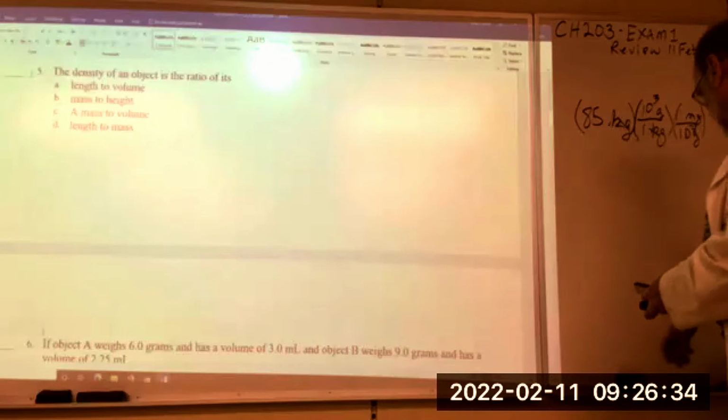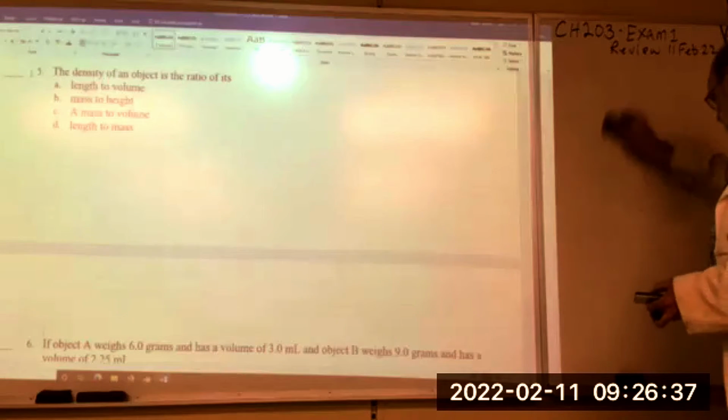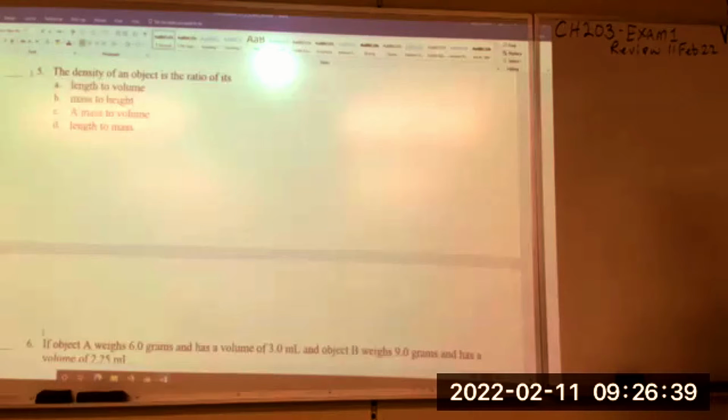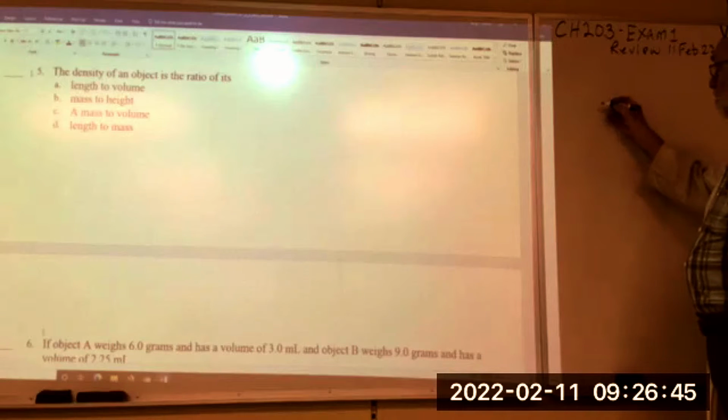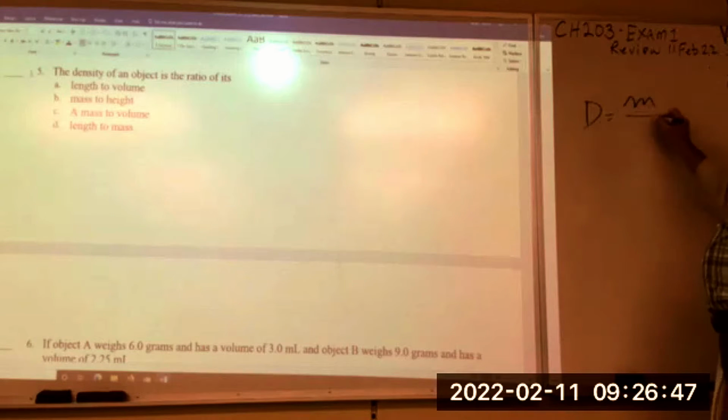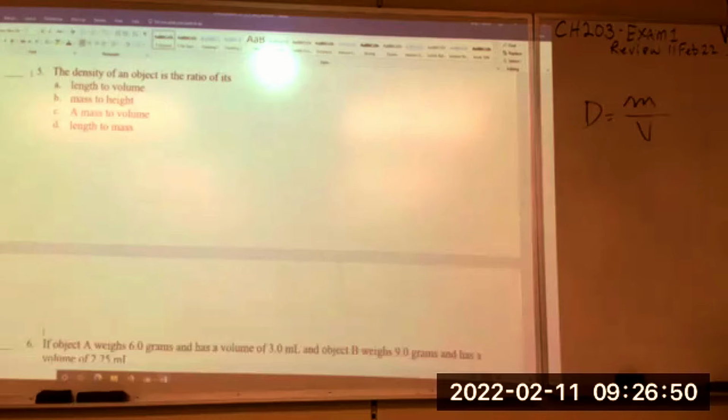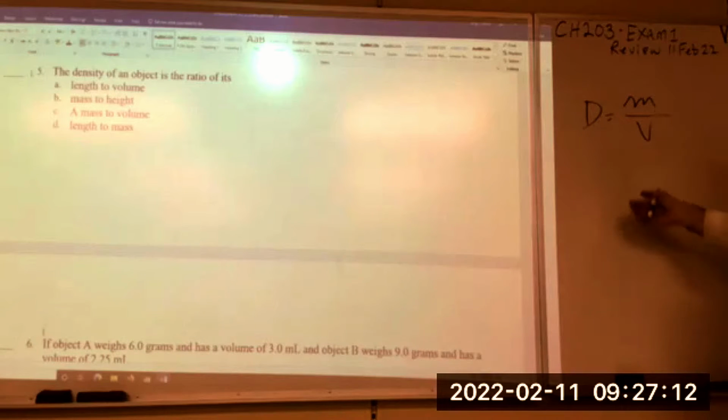Let's see if we can catch them with another wrong one. The density of an object is the ratio of what? Well, it's got a formula. Density is mass per unit volume. So you just find the one that matches. Ratio of mass to volume, here it is. That was right. And since it's a formula, you can manipulate it any way you want to, algebraically speaking. So if you know two of them, you can solve for the third one.